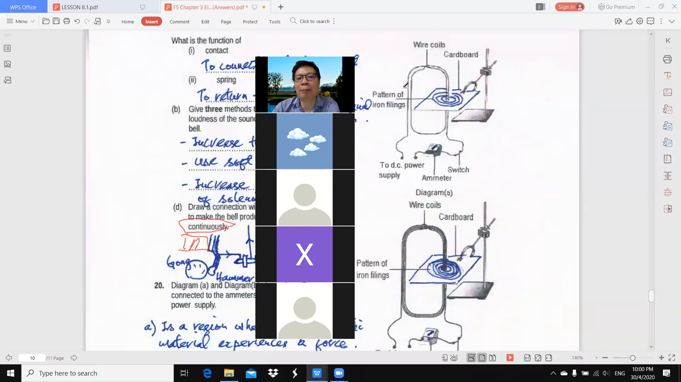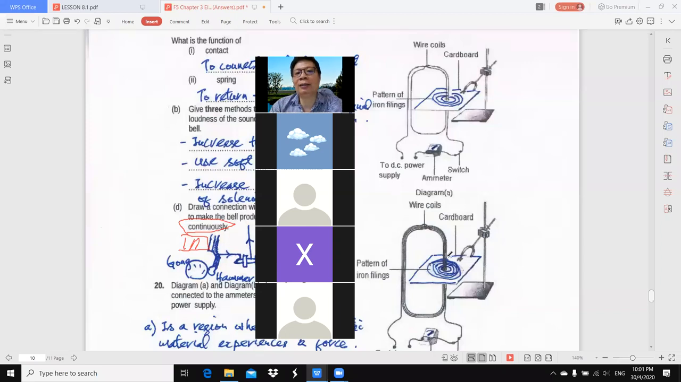We already know that when current flows through the paper and you put iron filings, the iron powder will arrange themselves in circular shapes to form the magnetic field, correct? Now you notice this one has only one coil of wire, fewer turns. So you can see the magnetic field is not that many. The circular shape has very few circles.